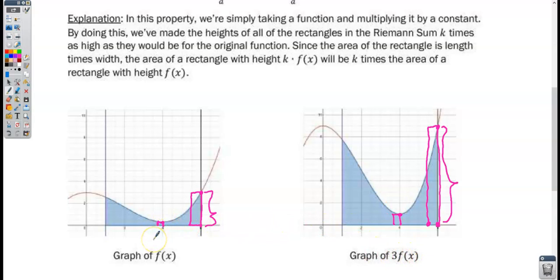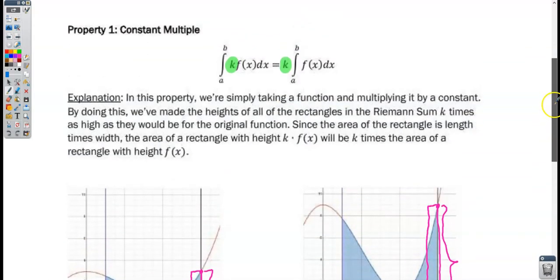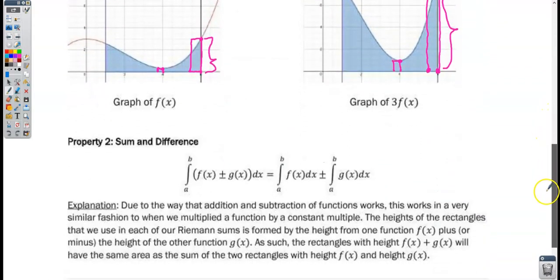And that's because, of course, the way functions work. If we take a function and we multiply it by a constant, all it does is multiply the value of the function by that constant. So we've got rectangles that have the same width, but the height is k times as high, and therefore the area is going to be k times as much as well. Okay, so that's where your constant multiple property comes from.